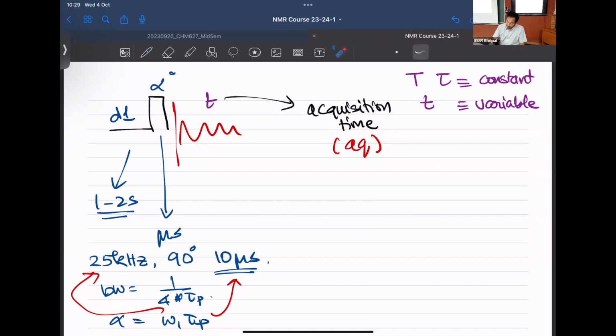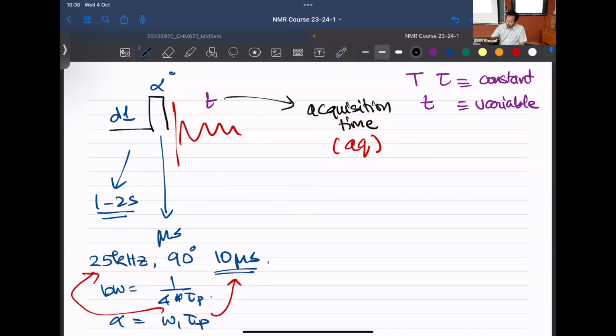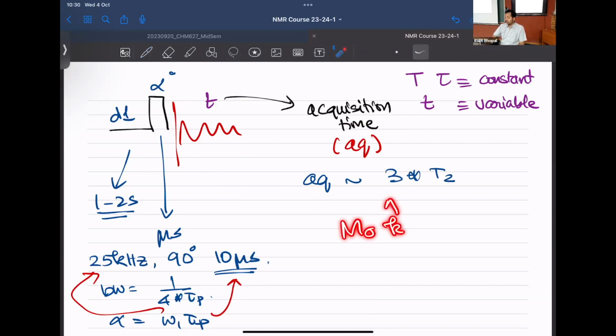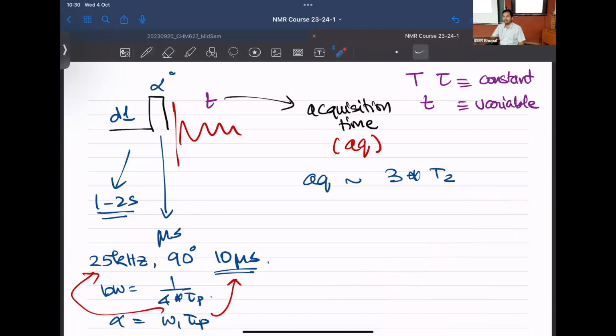Okay, now that we did take a look at how the D1 delay gets affected by T1, now is the aspect to recollect how the acquisition time gets affected by T2. In general, we tend to keep the acquisition time as 3 times T2. Why so? Because let's assume that you started with thermal equilibrium along Z. If you applied a 90-degree pulse, you would push it to the M0 of I, which is along the x-axis. But this 100% M0 will decay to something like 5% within 3 times T2. This is a problem that we have solved several times.